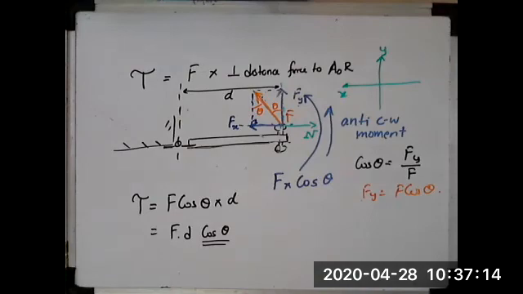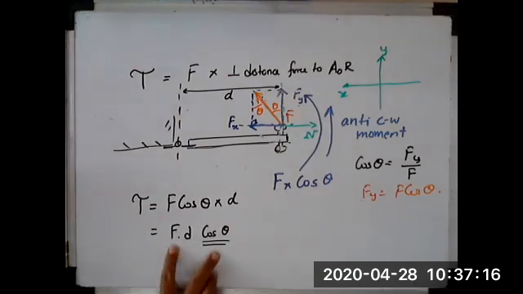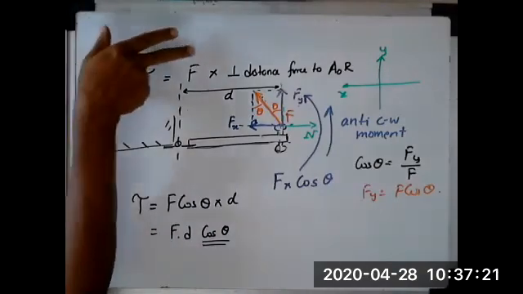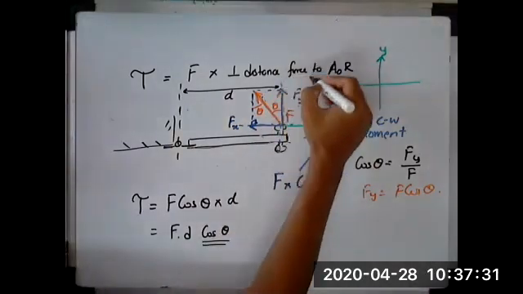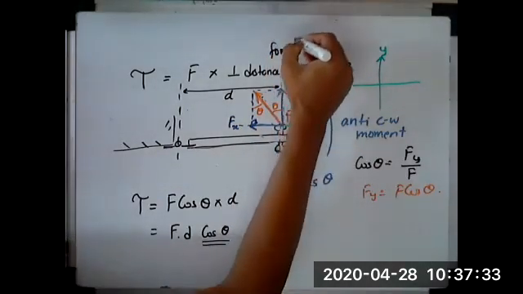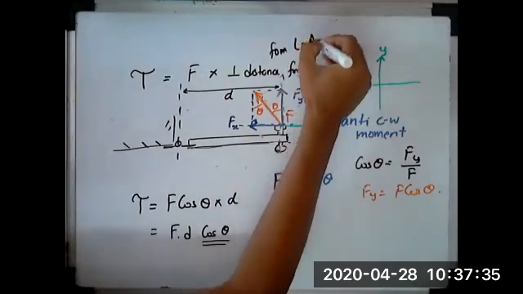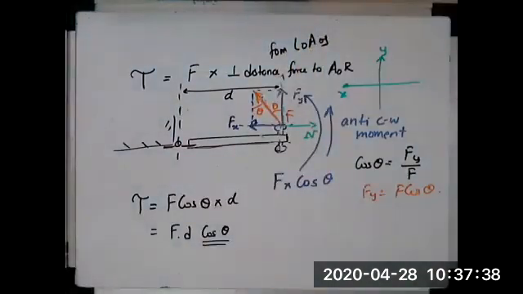Okay, so therefore I argue that F times D times cos theta, and F multiplied by the perpendicular distance from the line of action of force to the axis of rotation, both would be exactly the same. Distance from the line of action of force to the axis of rotation.